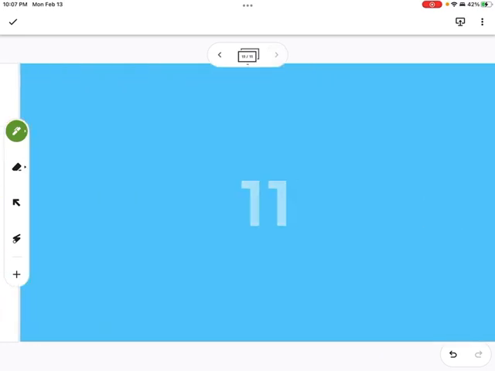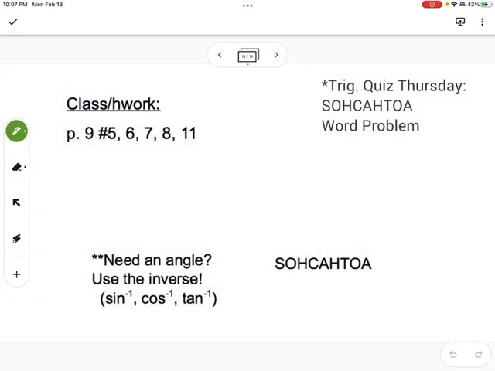Okay, so remember those steps as you're doing your word problems. You want to sketch a diagram, label the sides, and figure out what exactly the question is asking for you to solve for.